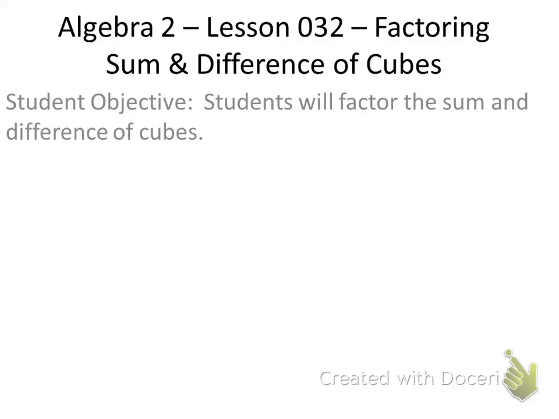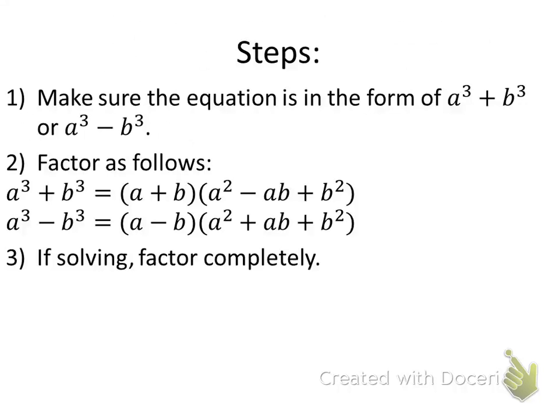These are the steps here on this next page, also written up here. Make sure the equation is in the form of a cubed plus b cubed or a cubed minus b cubed. If it is, then step 2, factor as follows. A cubed plus b cubed will be equal to a plus b times a squared minus ab plus b squared. Or if it's a cubed minus b cubed, it's a minus b times a squared plus ab plus b squared. So the difference here is a plus or minus. If there's a plus here, you know there's a plus here, and there's going to be a minus here. If there's a minus sign here, you're going to have a minus sign here and a plus sign here.